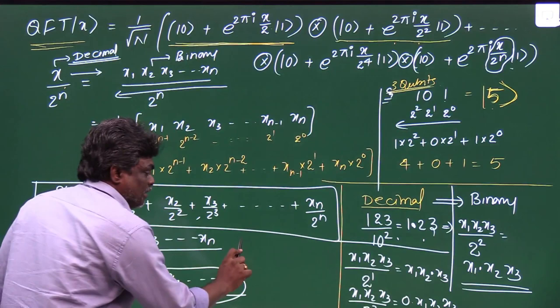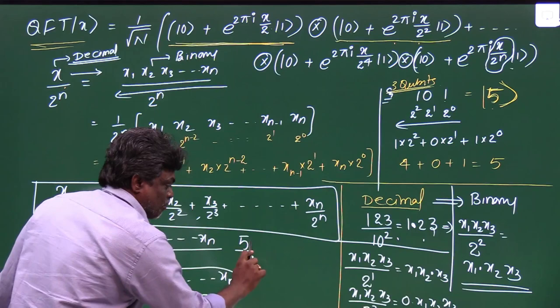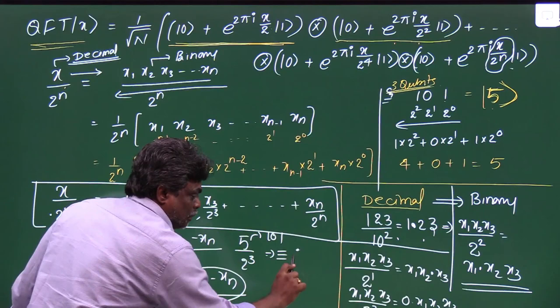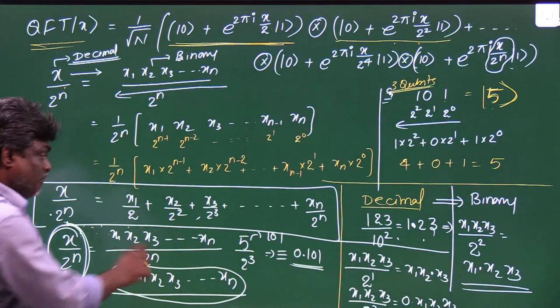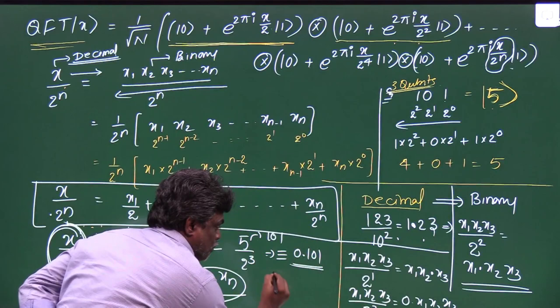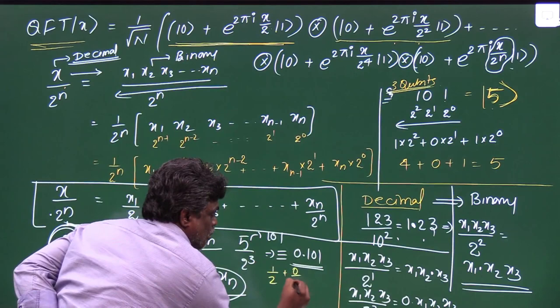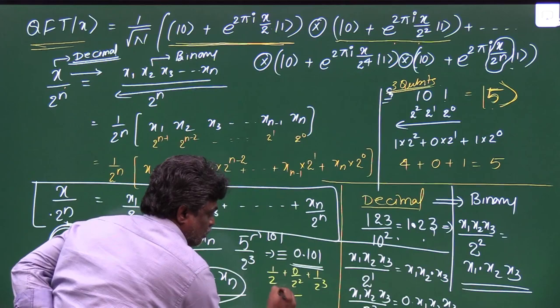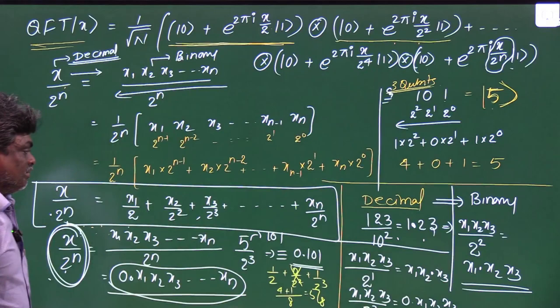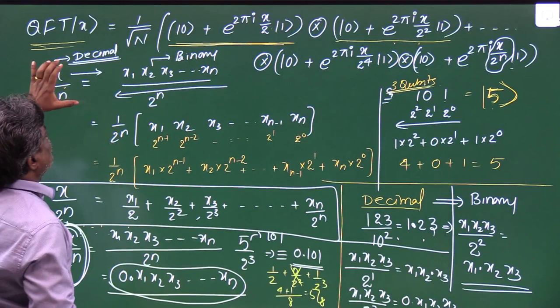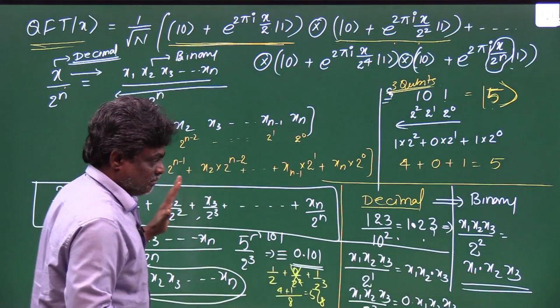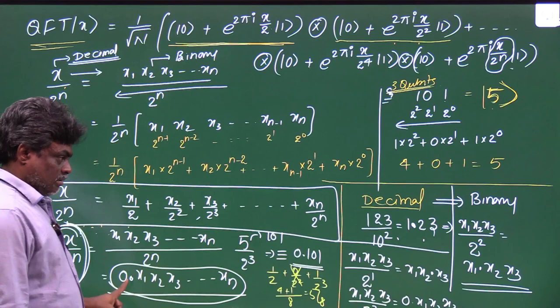So, for example, you have 5 by 8. That means 5 by 2 power 3. So, 5 means 101. This is equivalent to 0.101. And if you want to check whether it is right or wrong, you can check. After the point, see this expansion: 1 by 2 plus 0 by 2 square plus 1 by 2 cube. Just now I said, LCM is 8, so 4, and this is 0, and 1, giving 5 by 8. I hope you understand now: whatever decimal value we have taken, we are just writing the equivalent binary form. It's more like a fraction. Yes, binary fraction, I would say.